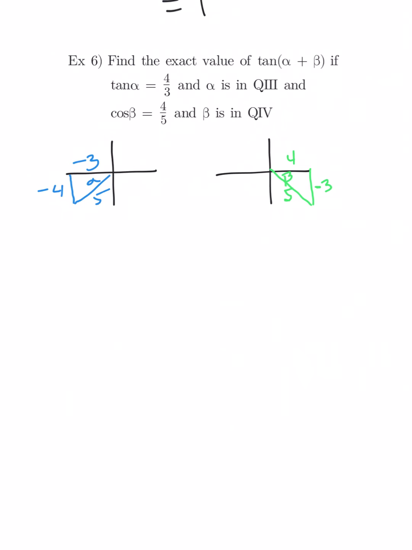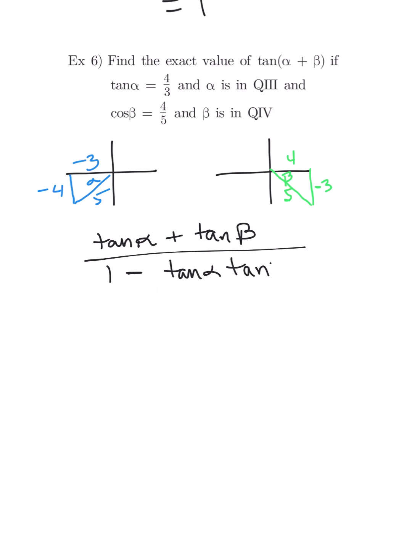We need to set up the formula that we need to use. This is a sum for tangent. So the formula that we need to do is the tangent of alpha plus the tangent of beta over 1 minus tangent of alpha times tangent of beta.